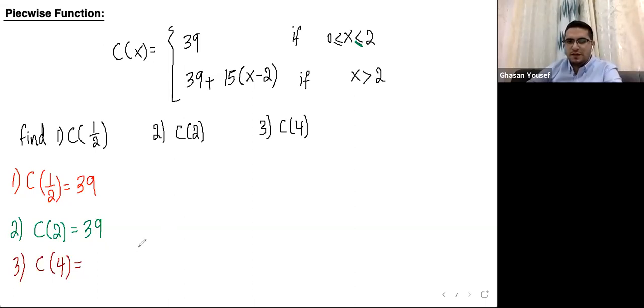The second. And what is the answer? After I plug in the second one. Yes, this is correct because the 4 is greater than 2. So we should use this function, Layla. Now, what's the answer after we plug the 4?